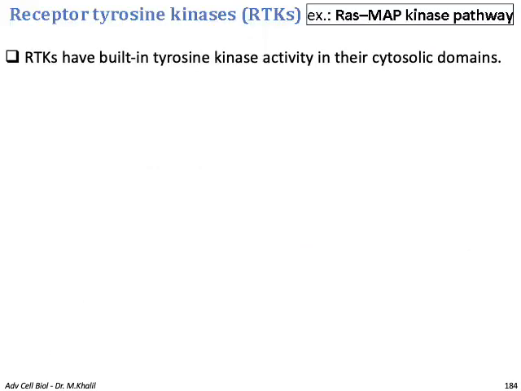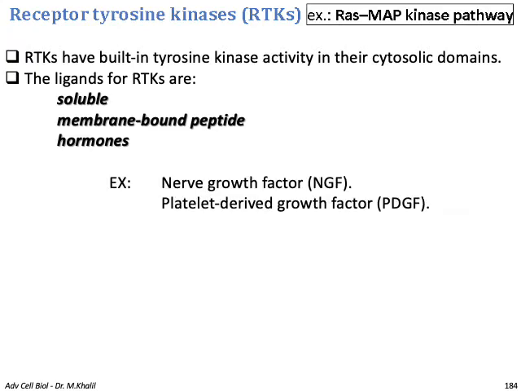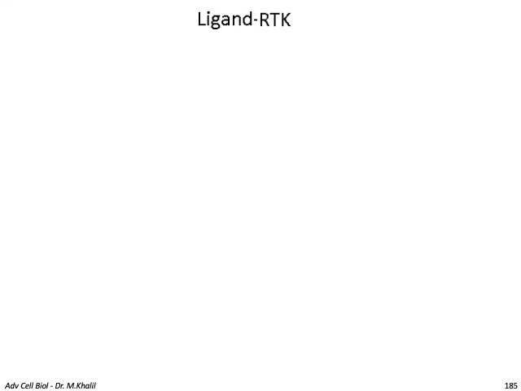We'll start talking about one of the important classes of receptors, which is called receptor tyrosine kinases, RTKs. The example we'll deal with is the Ras-MAP kinase pathway. RTKs have built-in tyrosine kinase activity in their cytosolic domain. The ligands for RTKs are soluble or membrane-bound peptides and hormones. Examples are NGF, nerve growth factor, and PDGF, as well as fibroblast growth factors, epidermal growth factors, and insulin. There are a lot more.